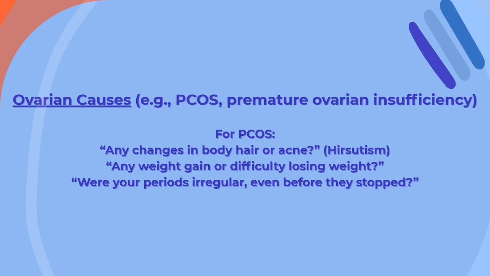A really important differential would be that of premature ovarian failure. Ask, have you been experiencing any hot flashes, any excessive sweating at night, vaginal dryness or pain during intercourse? Ask about family history of any similar symptoms or conditions. Ask, do they have any medical history? Have they ever been hospitalized before? Have they had any surgeries or procedures done?